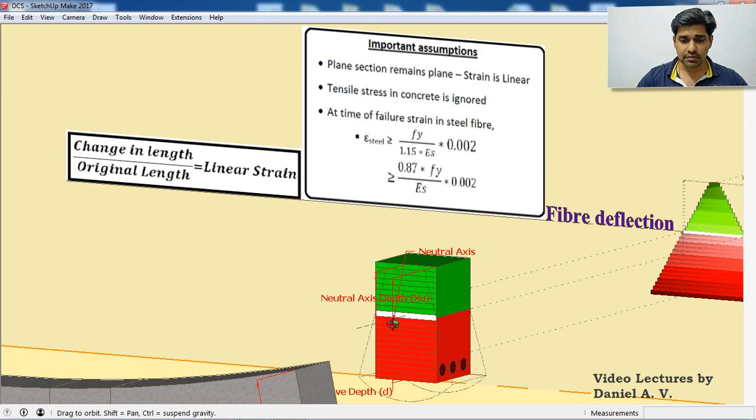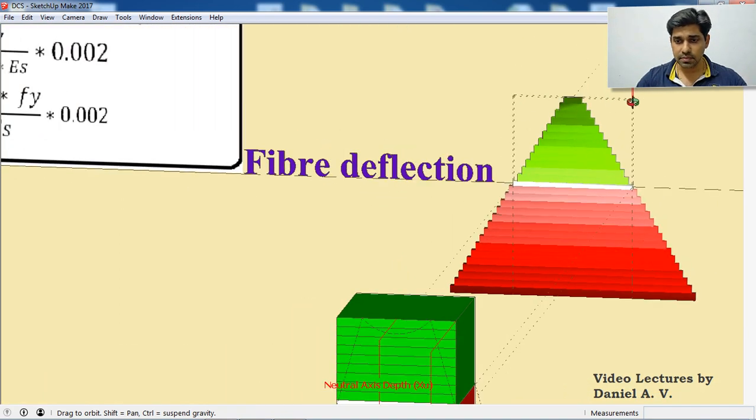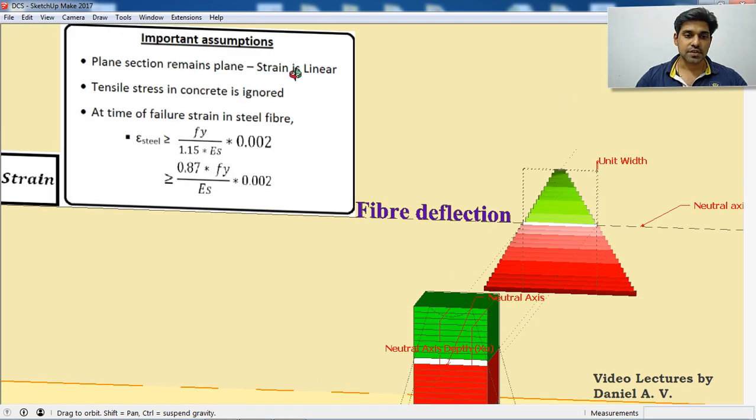You can see here I have used a different representation for this same thing. This is the original section, and the top fiber got reduced, the bottom fiber got extended, and this is how the strain is varying linearly, or the displacement is varying. This is the deflection that is happening for the fibers. So you can see here it is a straight line. That is what is meant by strain being a linear concept.